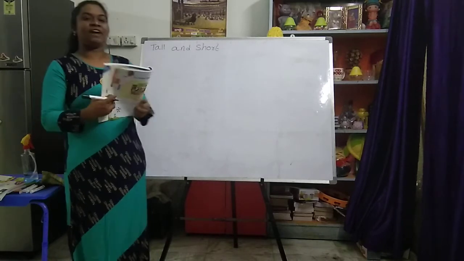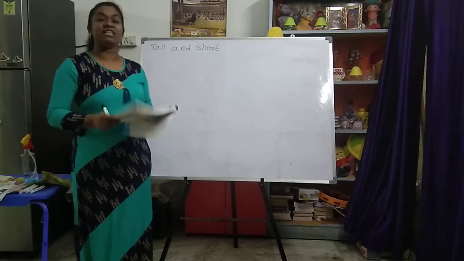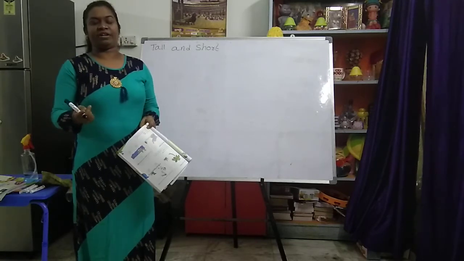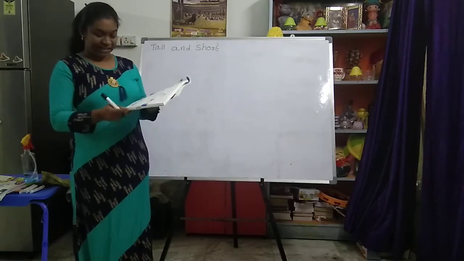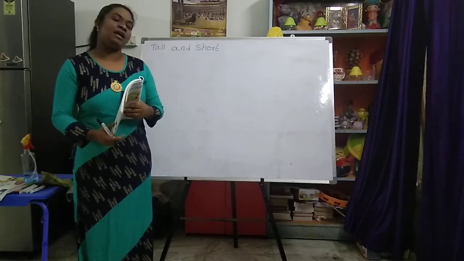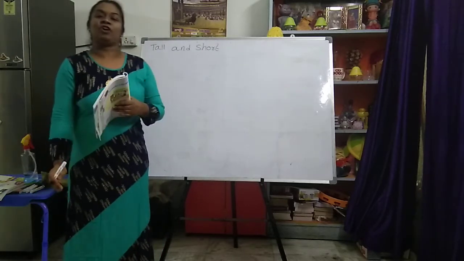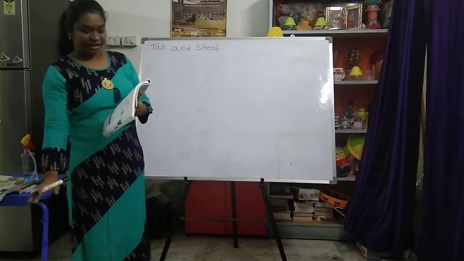Okay children, so we have done with more and less. Now we are going to the second concept, which is tall and short. Page number 55. Children, you know what is tall? Tall ante poduga. Short ante pottiga.